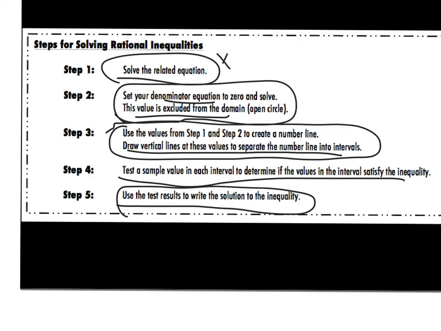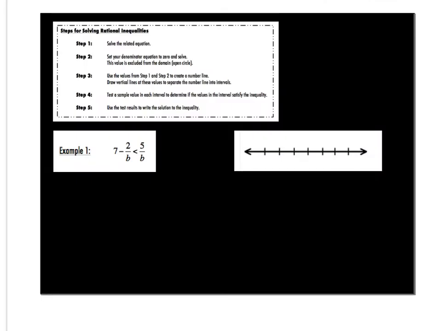So you're going to solve it, set the denominator equal to 0, and then break up a number line into intervals, test each interval, see which ones are true, and see which ones are false. Okay, so let's do it. We've got our steps up at the top, so that's nice.